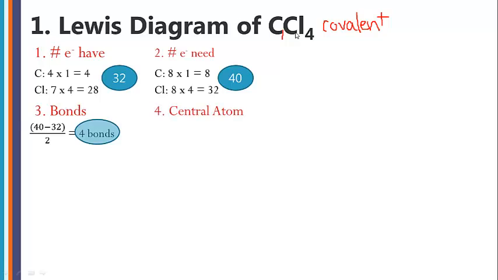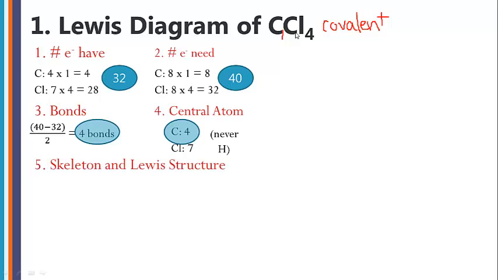Next, I have to figure out the central atom. So your choices are carbon with 4 or chlorine with 7. So it's going to be carbon with 4. It's always the lowest number of valence electrons because that atom can form the most bonds, but it's never going to be hydrogen. So next, we draw the skeleton and the Lewis structure.